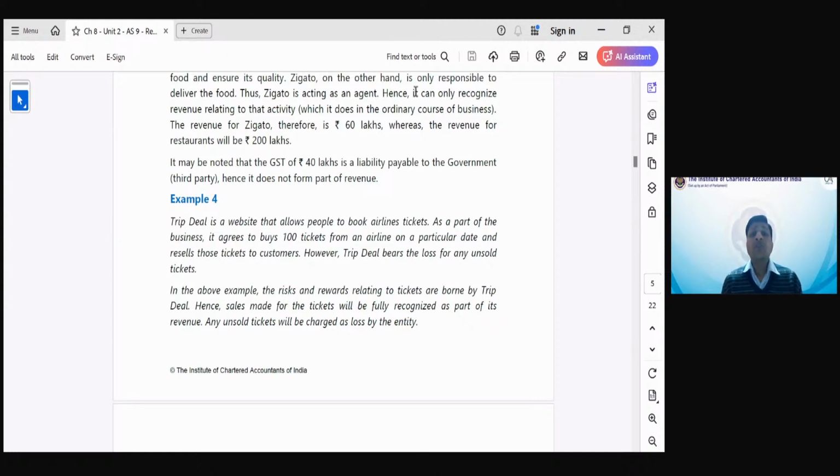Therefore, what should be the amount of revenue which TripDeal should recognize? Should it be limited to the margin on the sales? No. It will be gross basis of recognition. Means whatever TripDeal will purchase, that will be recorded as purchase. And all the sales amount which TripDeal will generate, that will be recognized as the revenue.